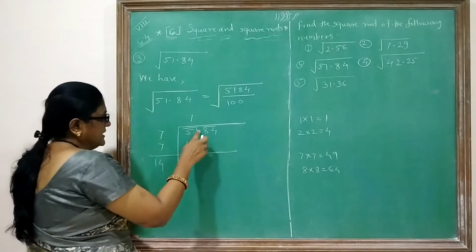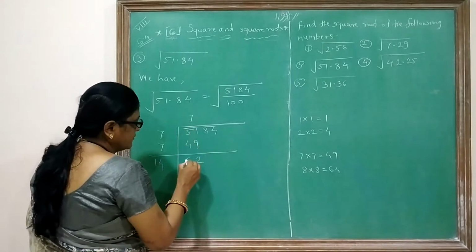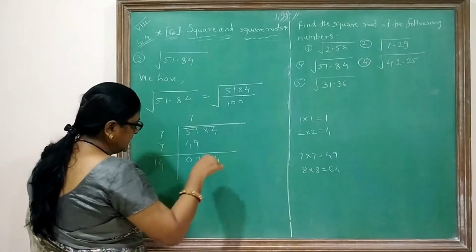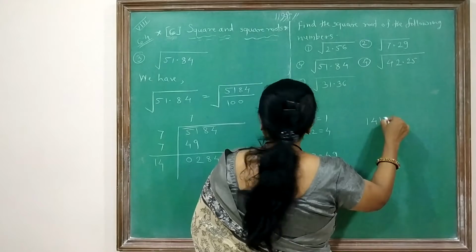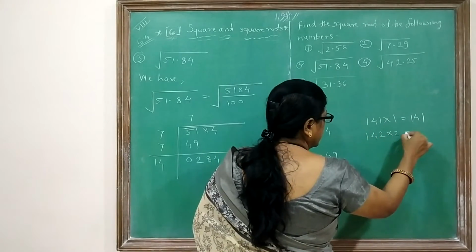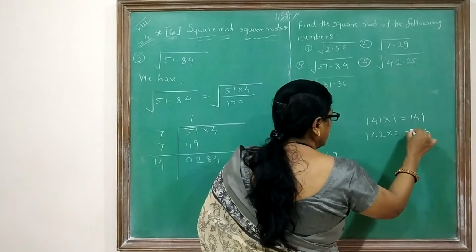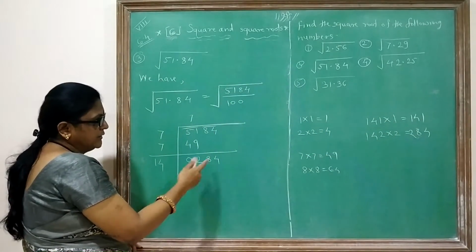14. Here 51 minus 49 is 2. Here 4 minus 4 is 0. Again you will take here 84. Again you will write here 141 into 1, that is 141. 142 into 2, that is 284. 4 2s are 8. 2 1s are 2. Here 284 and 284, they are the same.